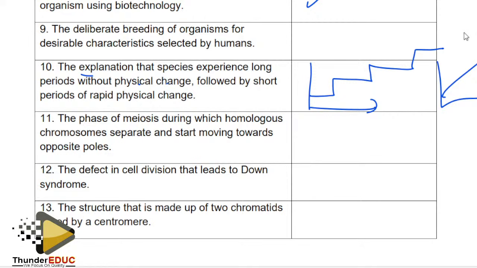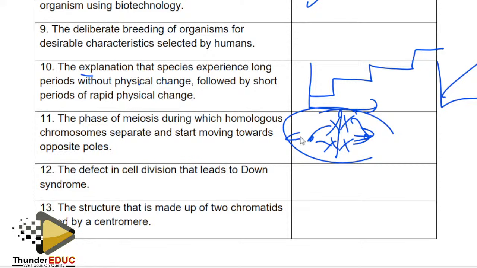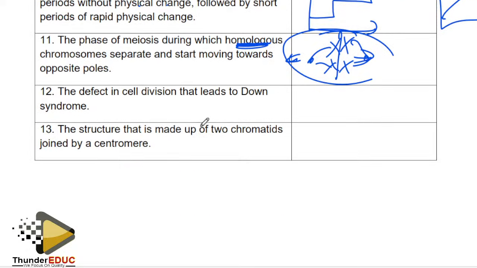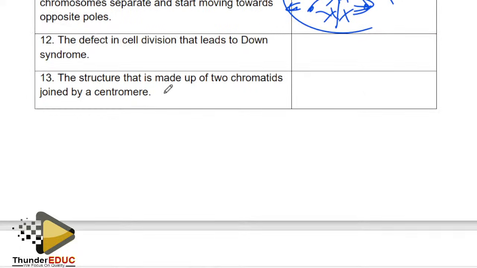The phase of meiosis during which homologous chromosomes separate and start moving towards the opposite poles. Homologous chromosomes are being separated and then they move to opposite poles. So it is anaphase 1, because they are saying homologous. Don't just say anaphase, it must be anaphase 1. The defect in cell division that leads to Down syndrome. How do we call that defect?